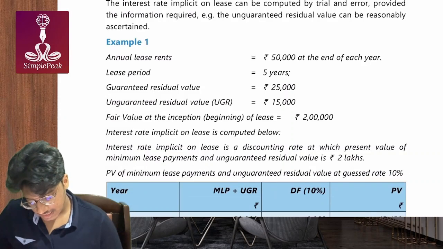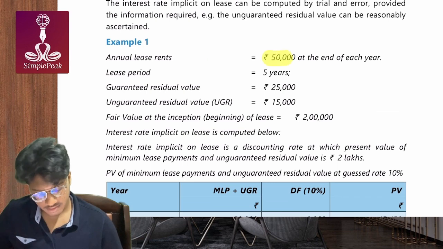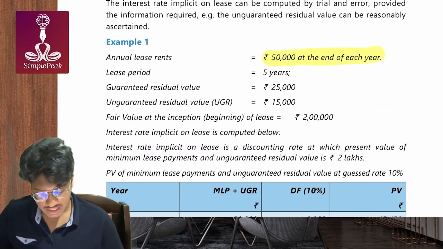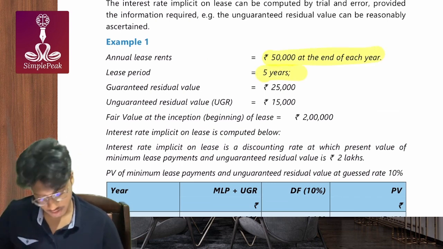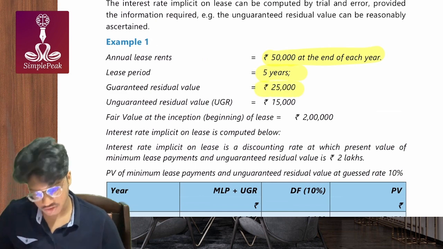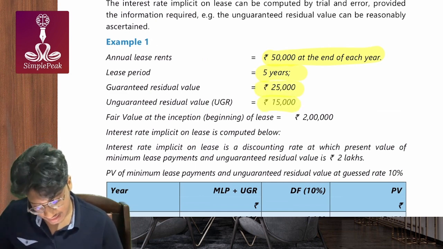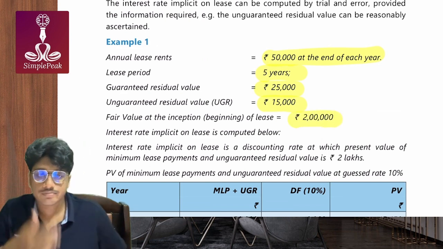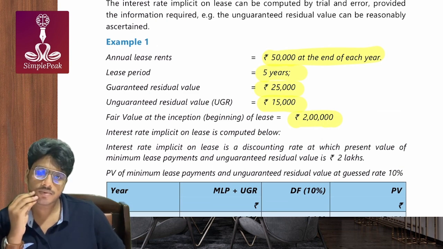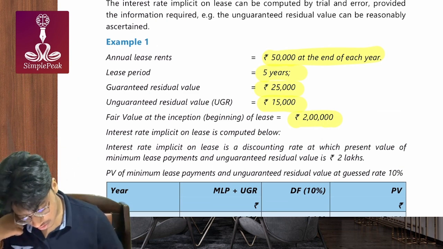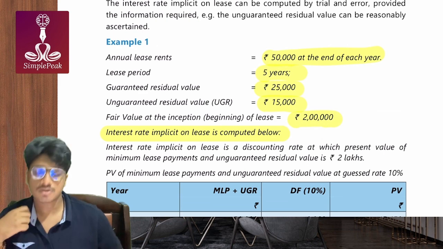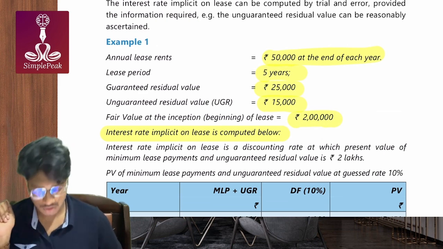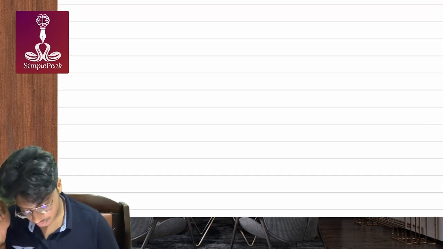See, let's talk about the annual lease rent of 50,000 at the end of each year. Lease period is given as 5 years. Guaranteed residual value is 25,000. Unguaranteed residual value is 15,000. Fair value at the inception, the beginning of the lease, is given as 2 lakh rupees. So you are told to compute the interest rate implicit in the lease. Let's do that.